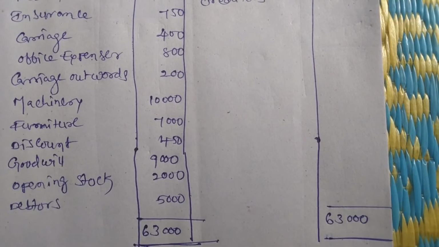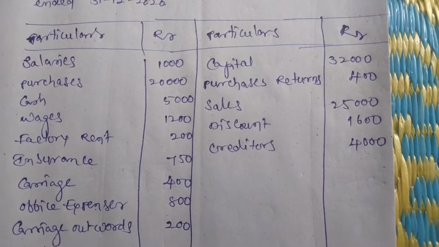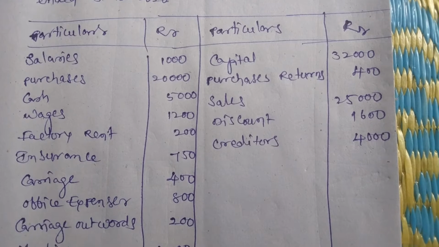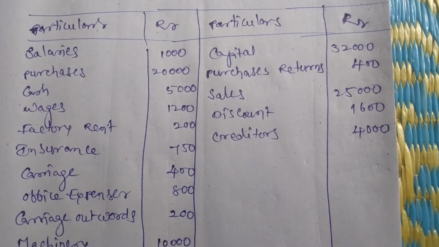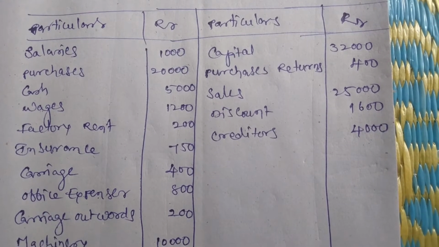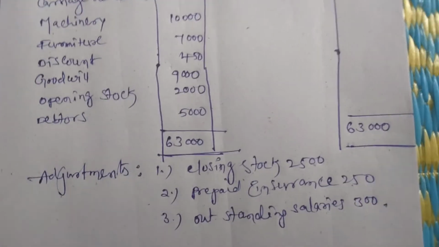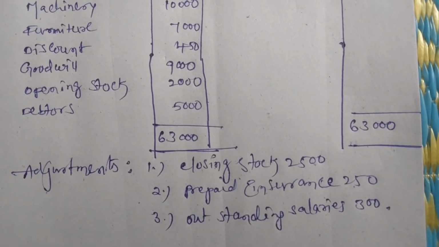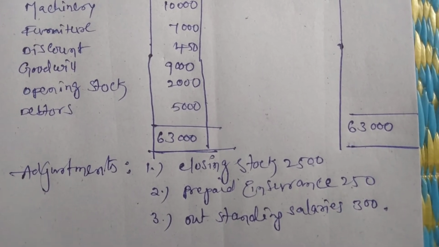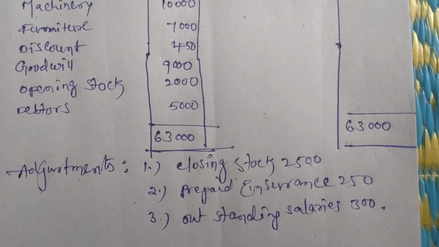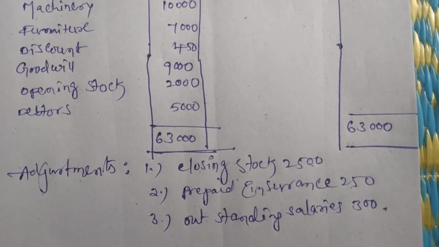Now let us take the credit items also. Only five items are there: capital 32,000, purchases returns 400, sales 25,000, discount 1,600, creditors 4,000. So this is the trial balance, and three adjustments are given below it. The adjustments are: first, closing stock 2,500; second, prepaid insurance 250; third, outstanding salary 300.